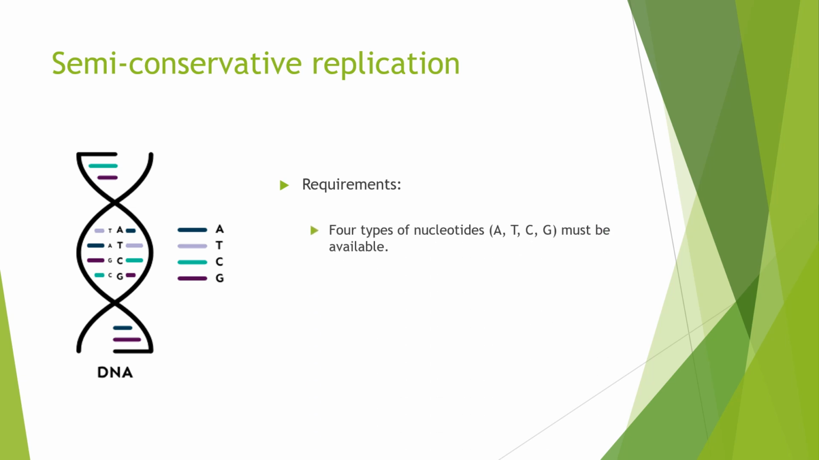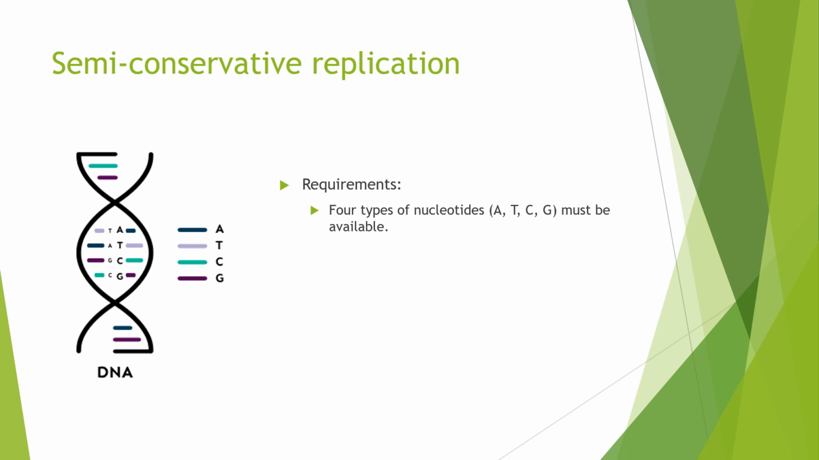The first of which is the presence of four types of nucleotide: adenine, thymine, cytosine, and guanine. These all must be available. These nucleotides are the building blocks that form the new DNA strands. Each nucleotide pairs with its complementary base on the original DNA strand, A with T and C with G.